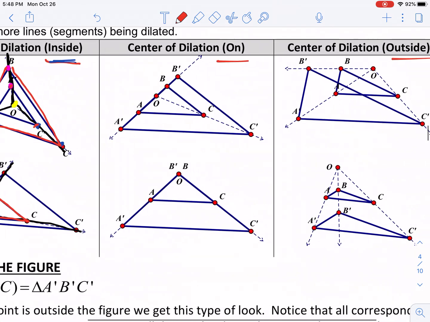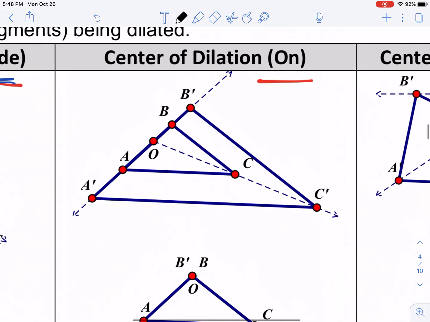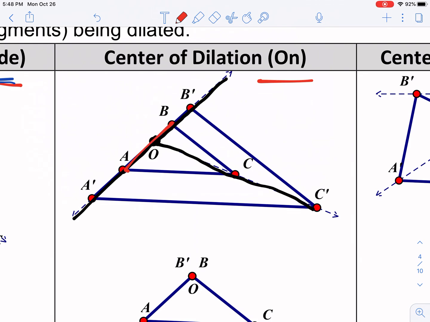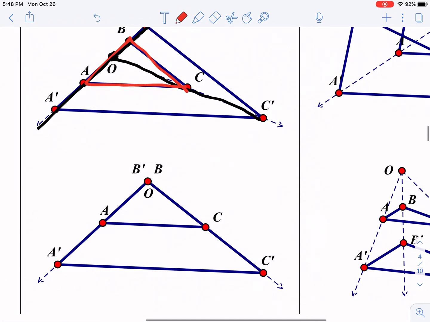Okay. Then what happens if it's actually on the figure? Okay. Well, here it's actually on the figure. We're at O, and then I can still connect B with B prime. I can still connect A with A prime, and I still connect C with C primed. Okay. In this case, they're enlarging the figure. Okay, so in this case, we start with our pre-image here, and then we enlarge it to our image, A prime, B prime, C prime. Okay, so that's what it looks like if the center of dilation is actually on the figure.